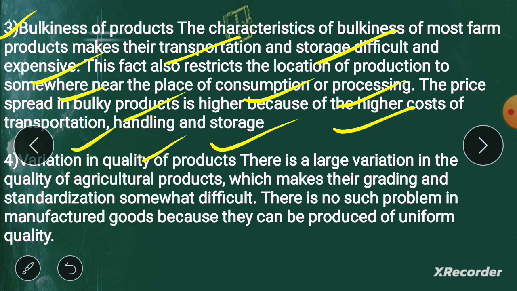The fourth is variation in the quality of products. There are large variations in the quality of agricultural products, which makes their grading and standardization difficult. There is no such problem in manufactured goods because they can be produced of uniform quality. This is the fourth characteristic of agricultural commodities.